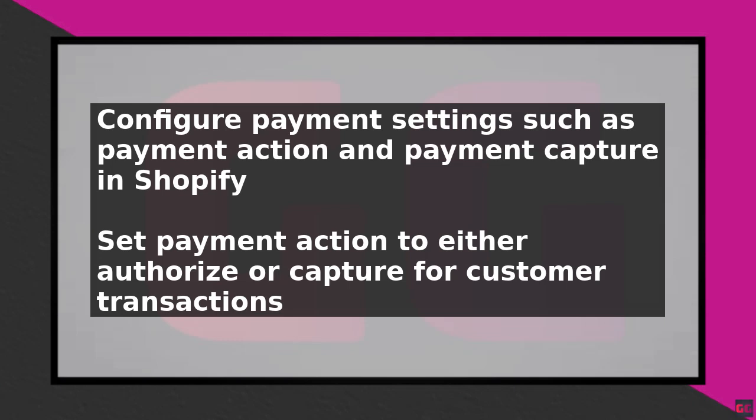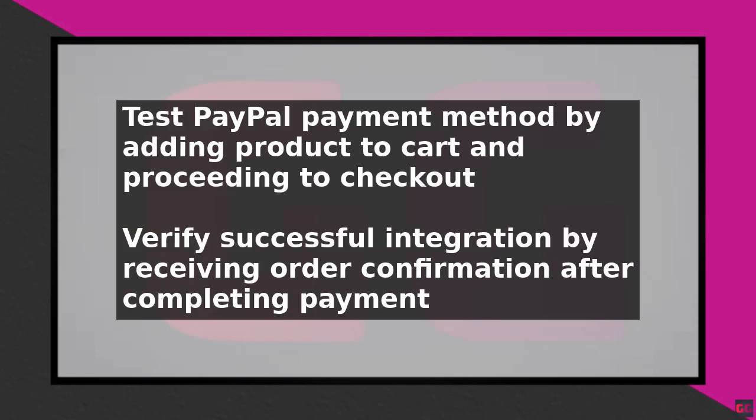To test the PayPal payment method, go to your Shopify store and add a product to the cart. Proceed to checkout and select PayPal as the payment method. You will be redirected to the PayPal website to complete the payment. After completing the payment, you will be redirected back to your Shopify store and you will receive an order confirmation. This confirms that the PayPal payment method has been successfully integrated to your Shopify store.